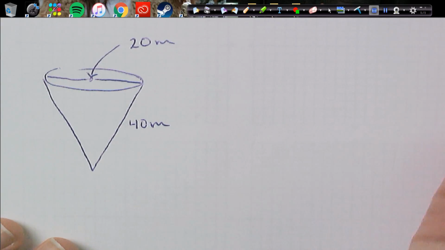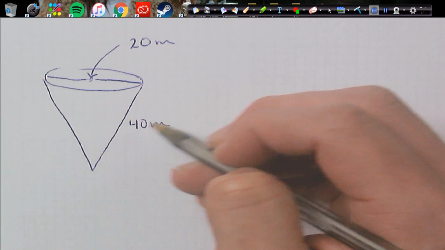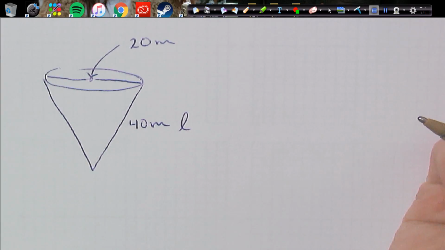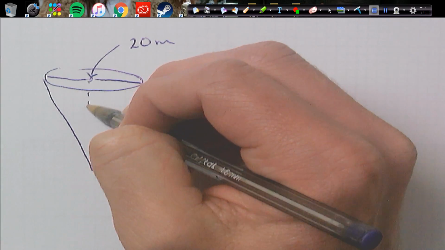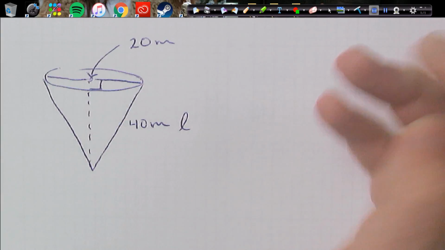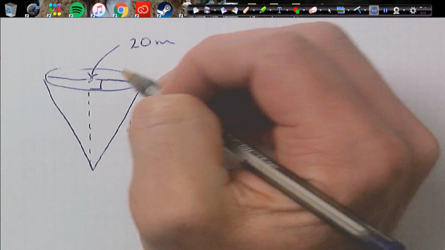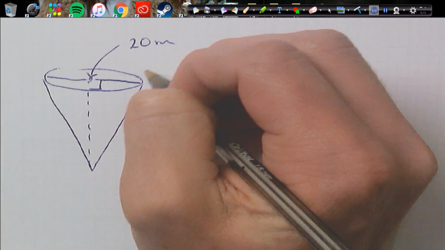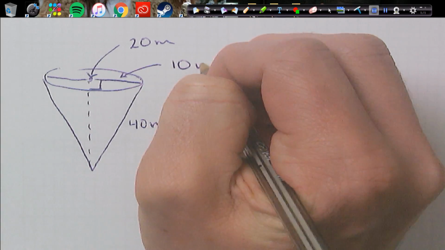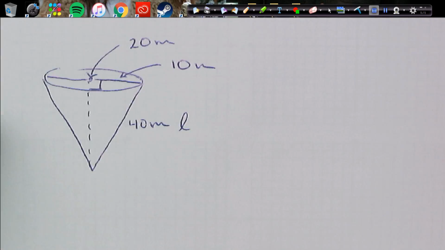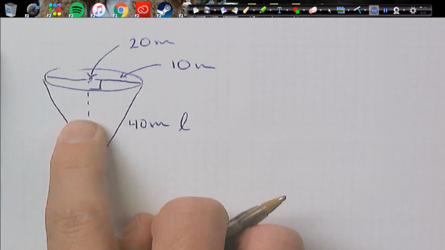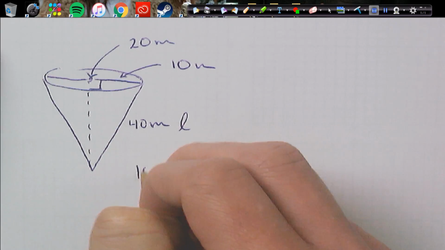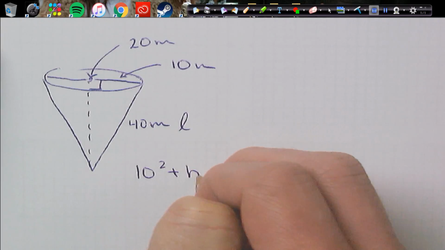Anyways, moving on. This is a slant height. We call it L, so we can't use that. We have to find the true height. If it's pointing to the center, I'm assuming that's the diameter, so this is just 10, which is the radius. Okay, so we got 10, 40, and I want to find the height. So we're going to use Pythagorean's theorem.